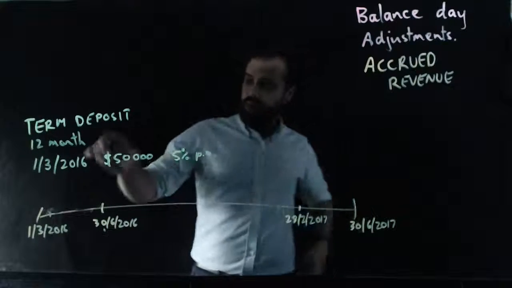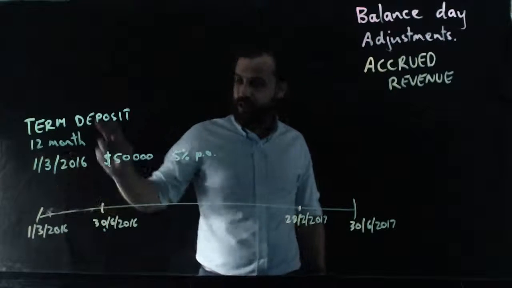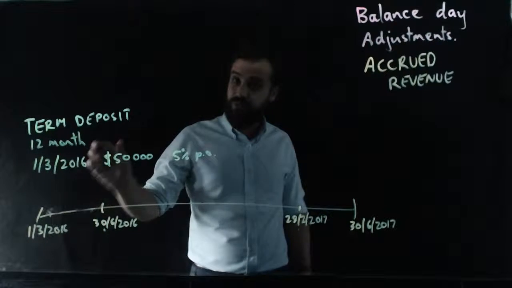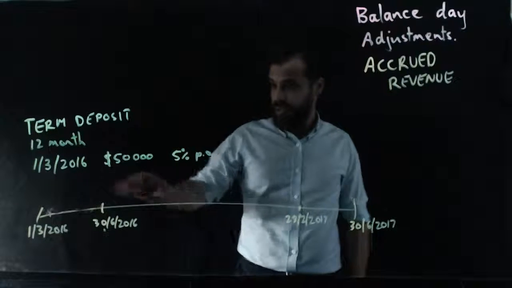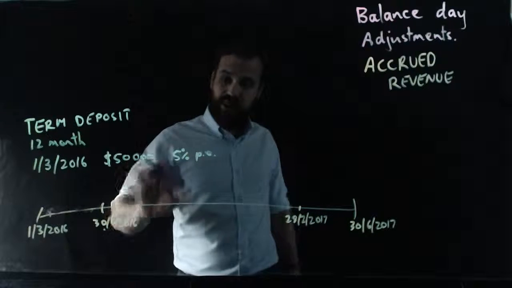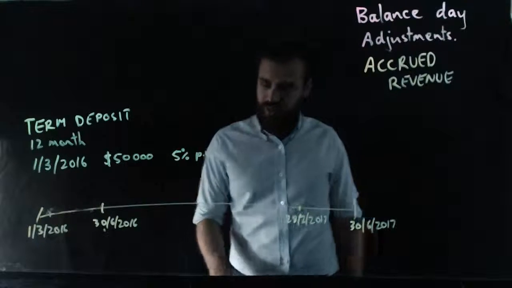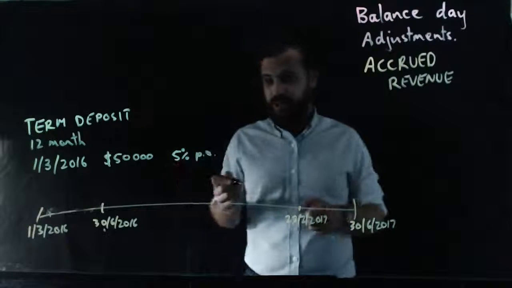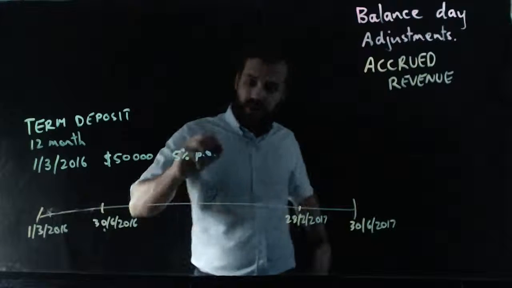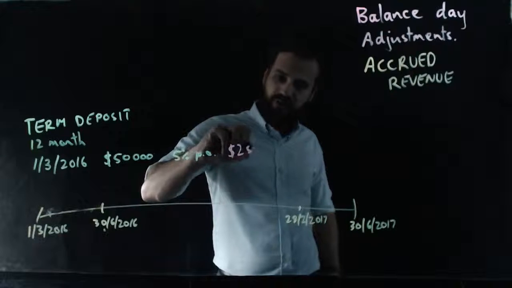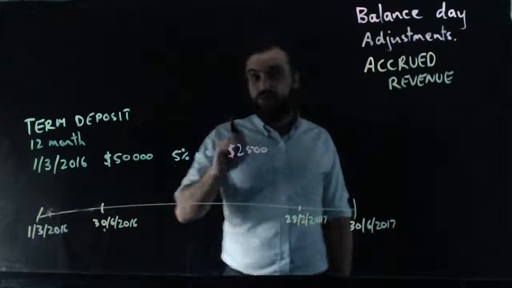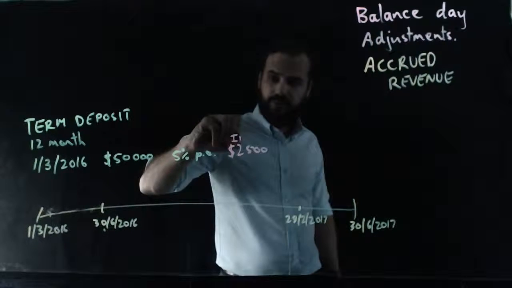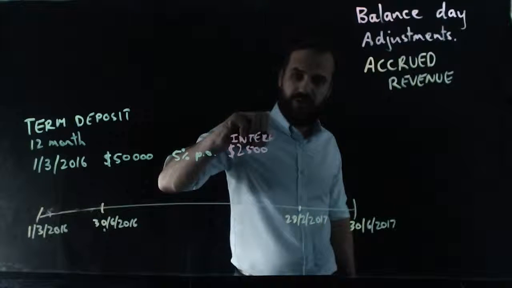So here I have a term deposit. It's a 12-month term deposit, and I put it in the bank on the 1st of March 2016. I put $50,000 in, and it pays 5% per annum. Now, if you do the maths behind that, 50,000 times 0.05, you get $2,500 in interest revenue.